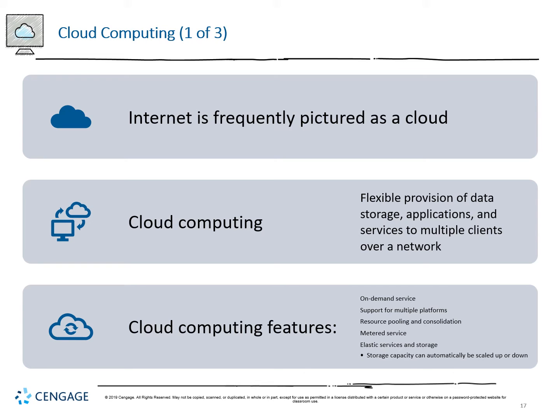Cloud computing has various features that we may wish to implement for our network, such as on-demand services, support for multiple platforms, resource pooling and consolidation. You'll see that a lot for data storage, as well as distributed processing for very large data clusters. Metered service, so you only pay for what you need rather than having to invest in a big physical infrastructure. And elastic services and storage, where we can scale capacity up or down very quickly, if not automatically in certain cases.